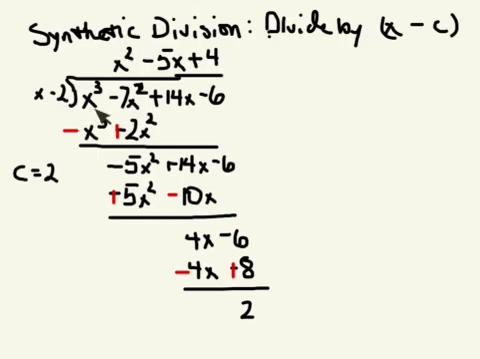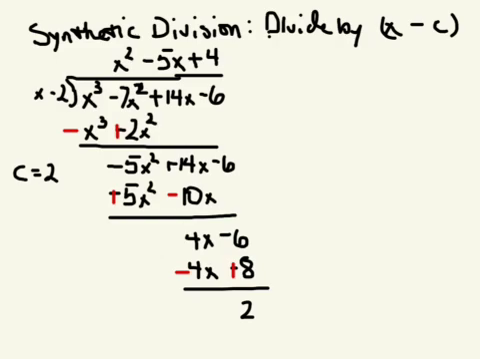X cubed divided by x is x squared. X squared times x is x cubed. X squared times negative 2 is negative 2x squared. I change the signs for subtraction and I add. Negative 5x squared divided by x is negative 5x. Negative 5x times x is negative 5x squared. Negative 5x times negative 2 is positive 10x. I change the signs for subtraction and add. I get 4x. 4x divided by x is 4. That's my last term. 4 times x and 4 times negative 2 give me 4x and negative 8. I change the signs for subtraction, I add, and I'm left with a remainder of 2.